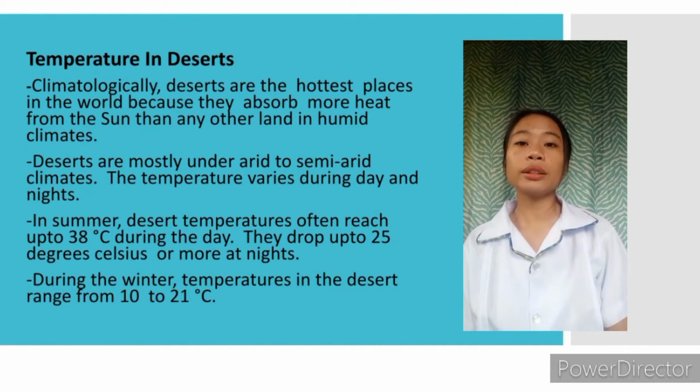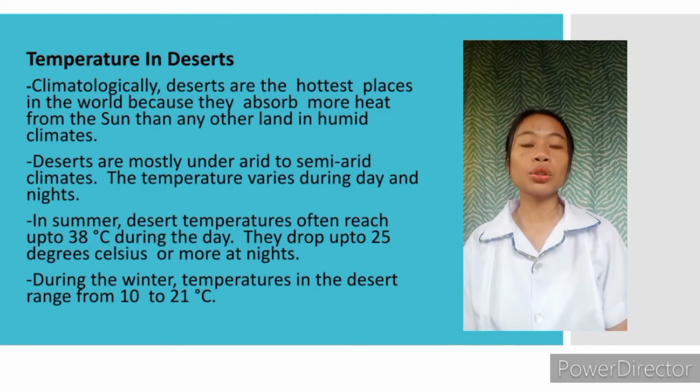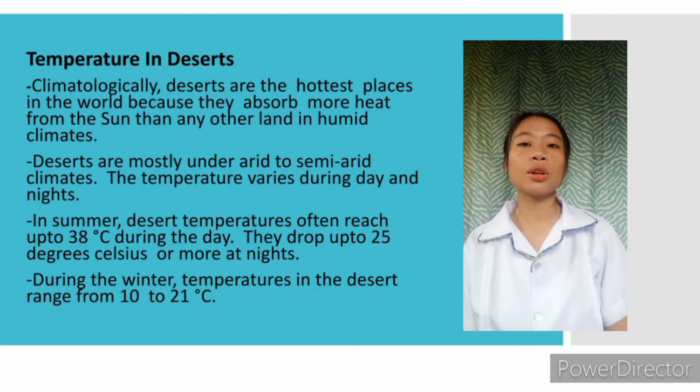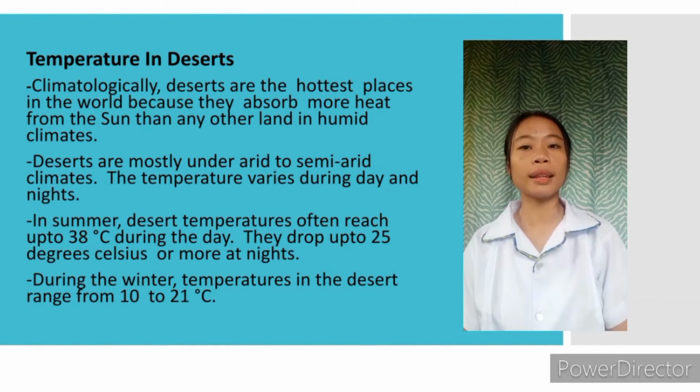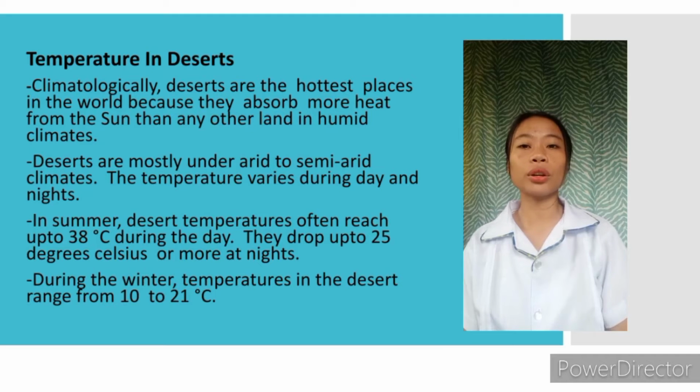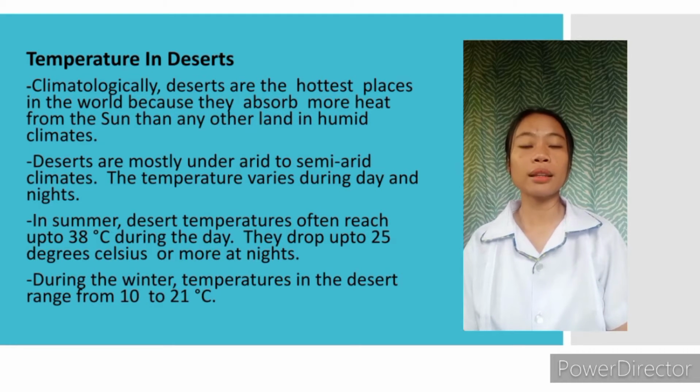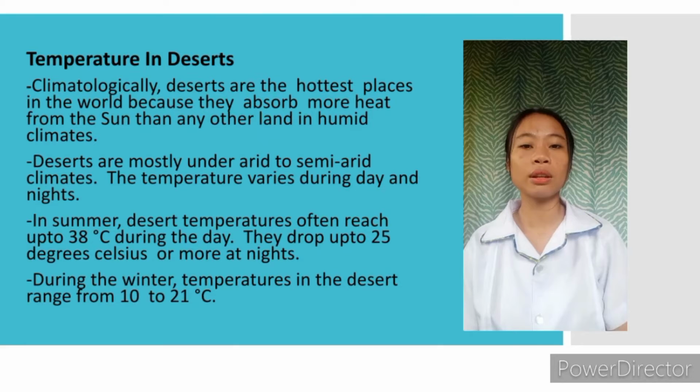In summer, desert temperatures often reach up to 38 degrees Celsius during the day. They drop by 25 degrees Celsius or more at night. During the winter, temperatures in the desert range from 10 to 21 degrees Celsius.